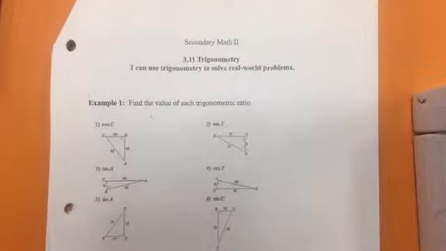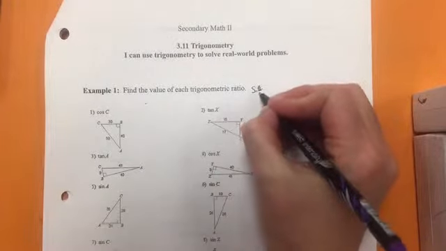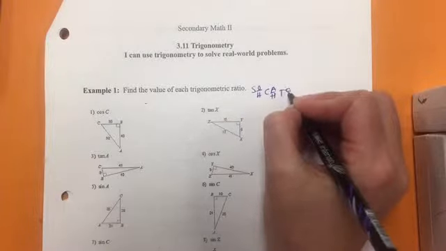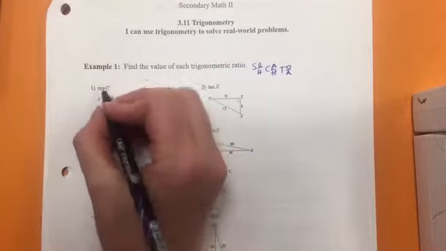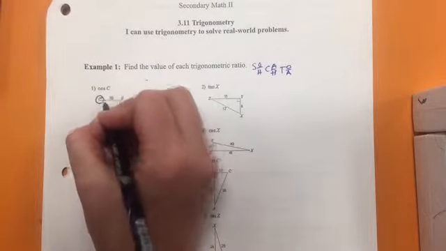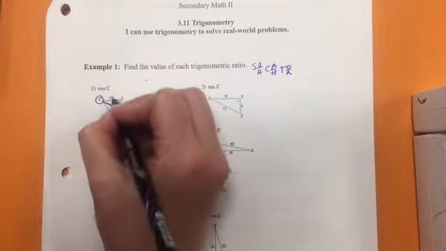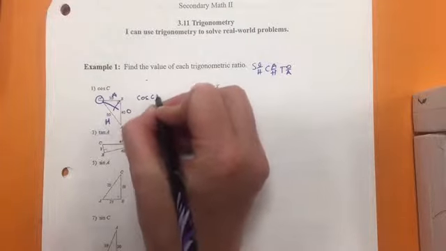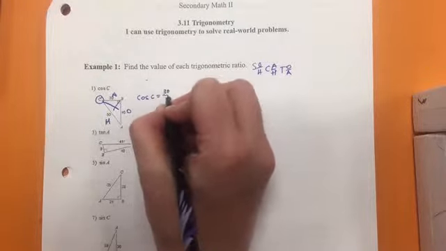Okay, we're going to review setting up a trig ratio. I want you to remember SOH CAH TOA. First one, I have cosine of C. I label opposite, hypotenuse, adjacent. Cosine of C is equal to A over H.